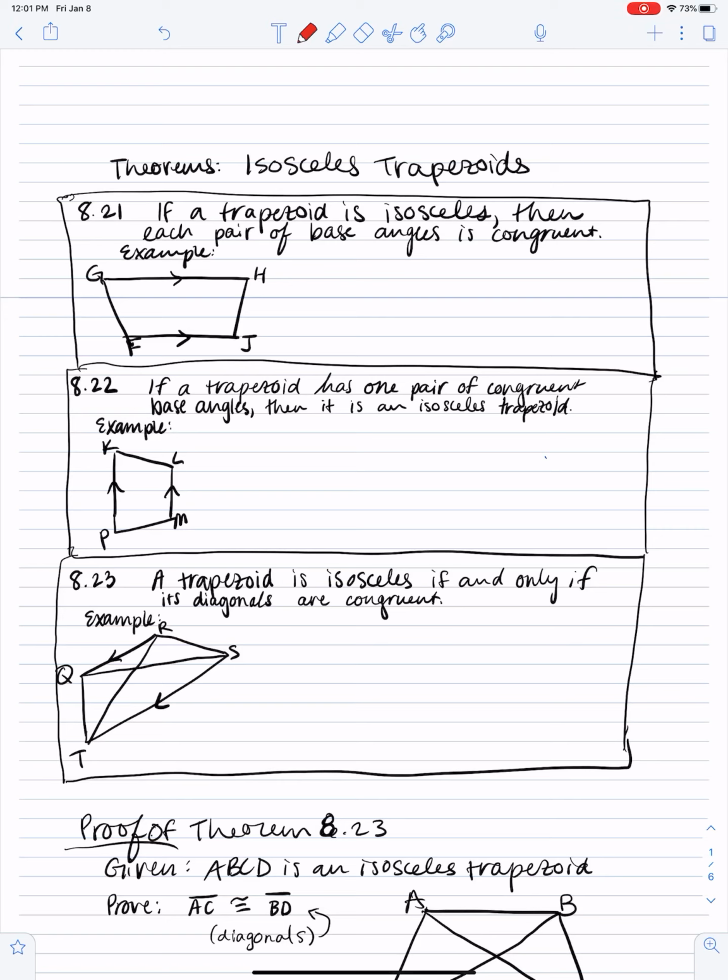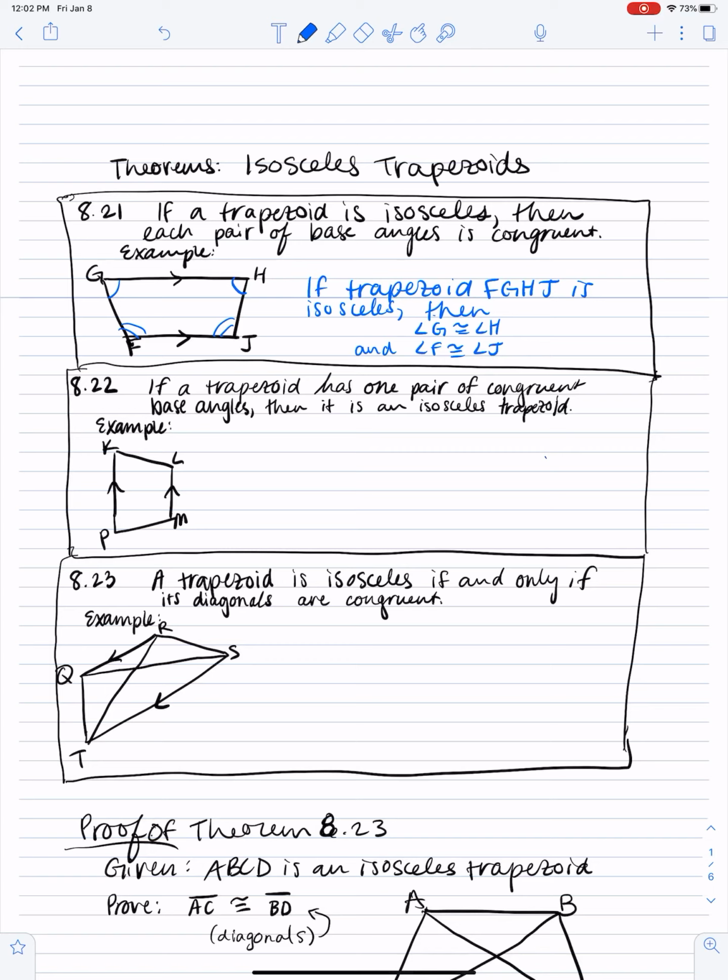8.21, if a trapezoid is isosceles, then each pair of base angles is congruent. So the example here is this picture, and basically if trapezoid FGHJ is isosceles, then angle G is congruent to angle H, and angle F is congruent to angle J. So we can mark that up. G is a base angle with H, so they're congruent, and F is a base angle with J, so those are congruent.